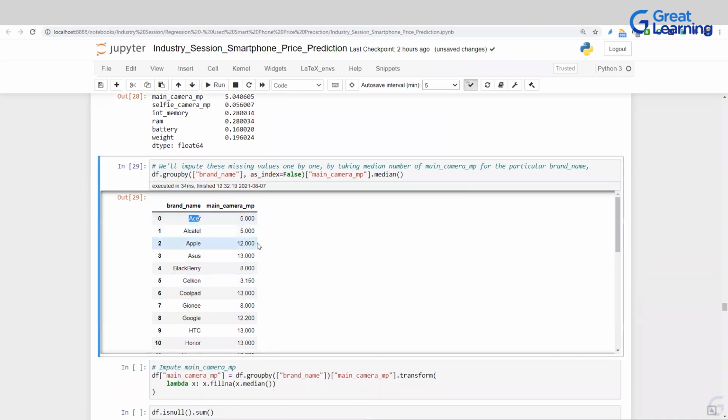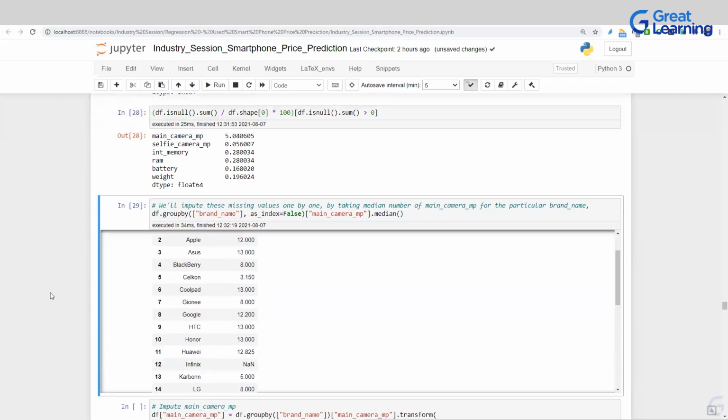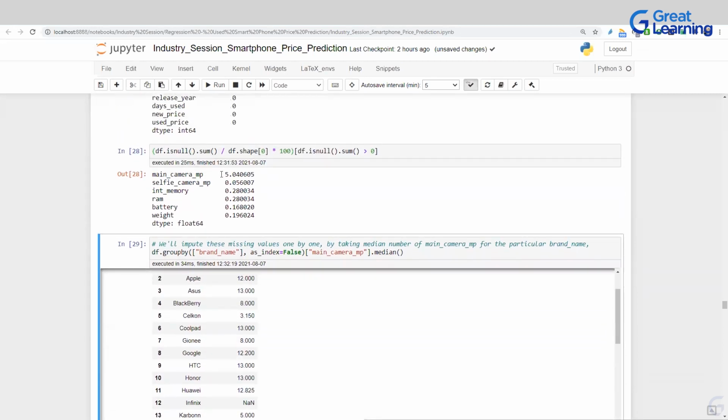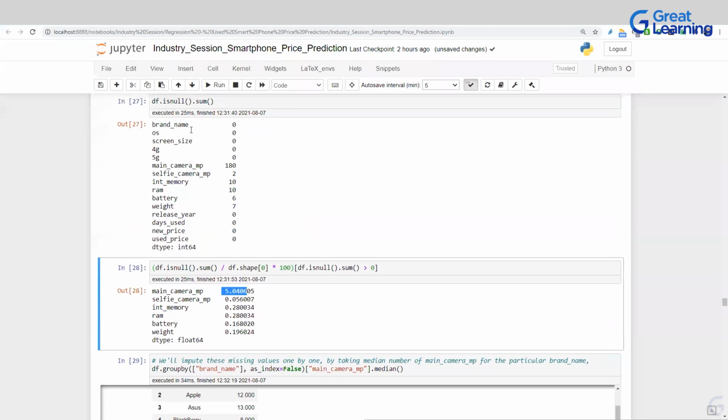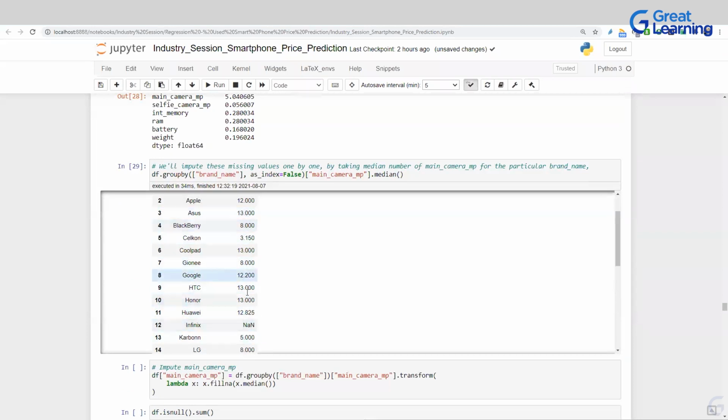So for Acer, the median resolution is 5 megapixel. For Alcatel, it is 5. For Apple, it is 12. So I've calculated a median for all the brands. And then what we are going to do is, for wherever there is a missing value, that brand information is available because it has zero missing values. And based on that brand, I'm going to replace it with the median of that particular brand. Rather than just taking a median of overall, I'm going to look at brand-wise information and then impute it accordingly.